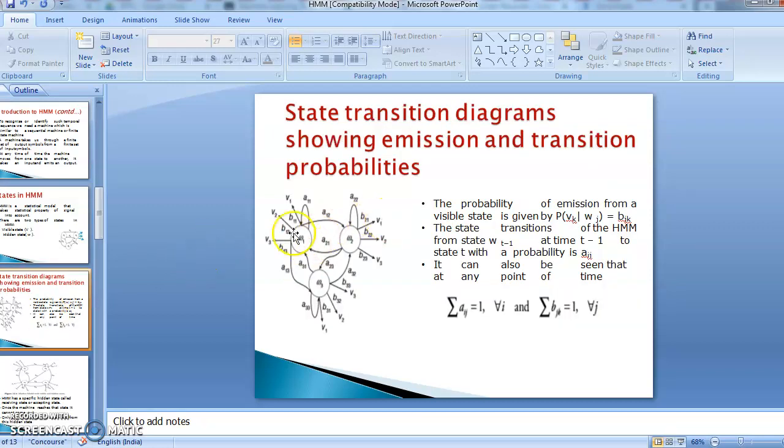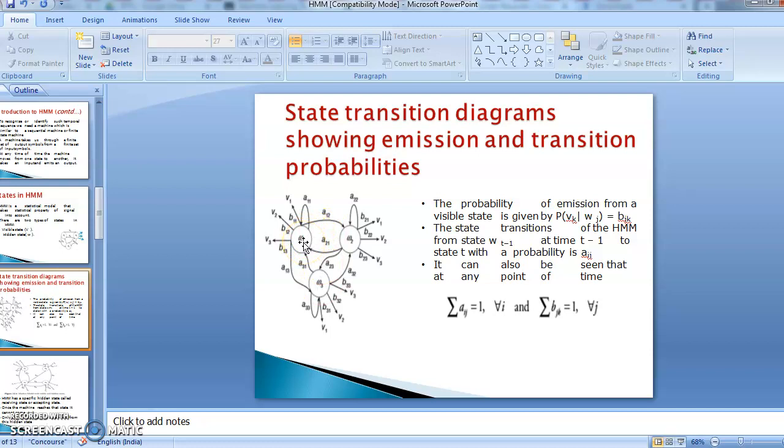Now see this diagram, which is a state transition diagram. It will introduce two different concepts, that is emission probability and transition probability. So what do we mean by emission probability and what do we mean by transition probability? First of all, see this diagram, where W1, W2 and W3 are the hidden states.